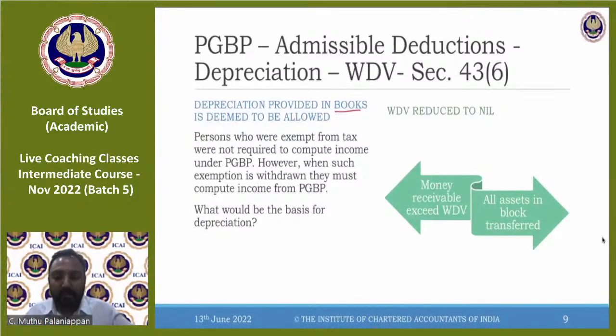For section 43 clause 6, treat it as WDV. And in some cases, WDV should be treated as nil. In what cases? In two cases. The first case is where the monies receivable, that is the sale value that we are receiving, exceeds the WDV itself. In the second case, if all the assets are transferred. I'll explain both.